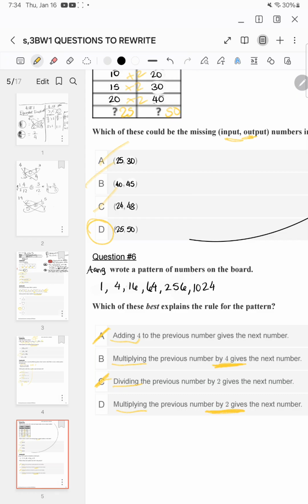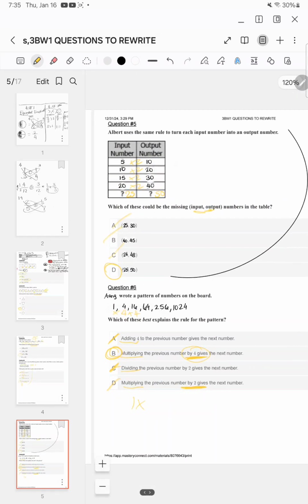So let's check. Is 1 times 2 4? No. 1 times 2 is 2. Again, 4 times 4 is actually 16. So I can see over and over, I'm actually multiplying by 4. And for it to jump that big like that, it has to be multiplying. Alright.